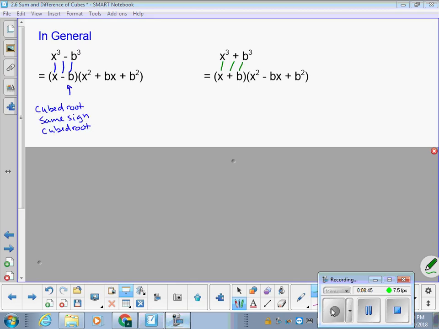Okay, so that first factor in each case comes from the cubed root, same sign, and cubed root of the original question. But how do you get the second one? And to be honest, what I do is I use the first bracket to build the second one. Once I know that first factor, I use it to build the second one. I'm going to pause, write down what goes on in my head, and then you take a look at it and see if it makes sense.